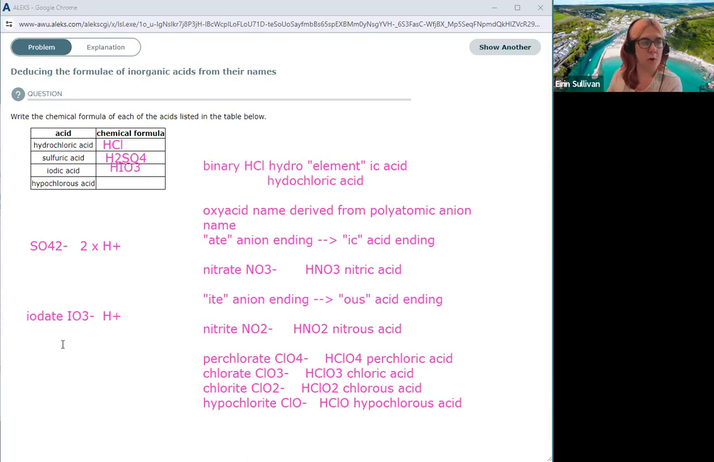And then hypochlorous acid, well, -ous is coming from the -ite ending, the chlorite. Okay, so ClO2- would be chlorite, but it was hypochlorous, so that means 1 less oxygen again. So that would be the hypochlorite ion. So again, it's only going to take 1 H plus to balance that, so that will just be HClO.